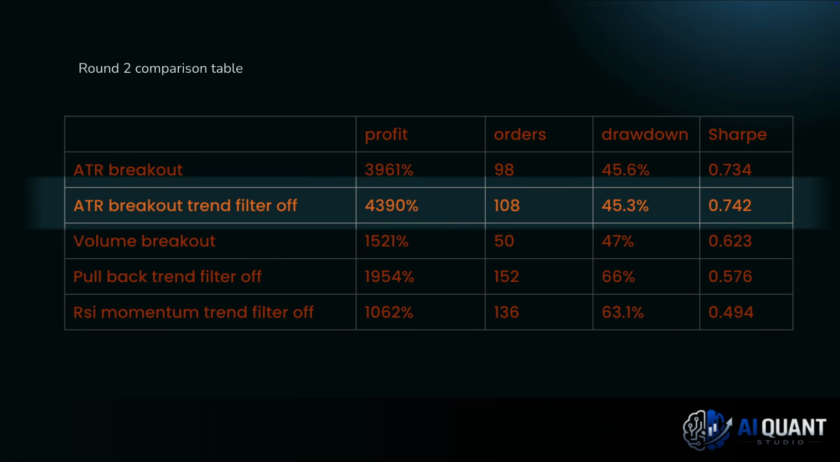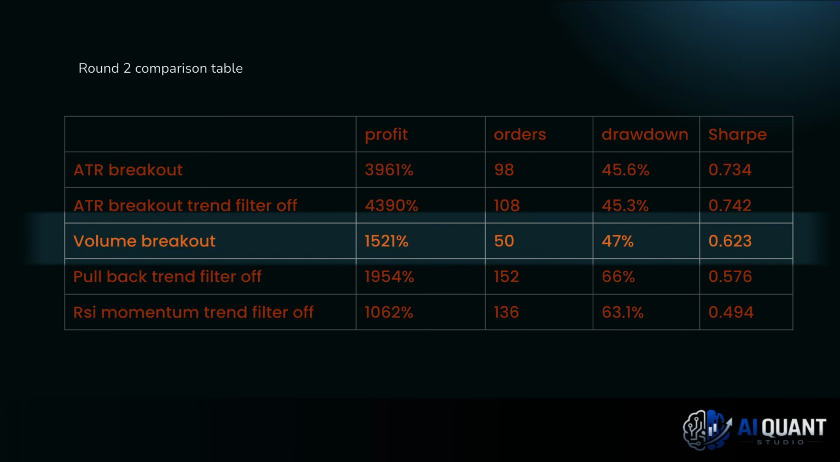Round 2. Fixed volume breakout, and now we test with the trend filter toggled off. ATR Breakout with trend filter off, 4,390% profit. That is 430% more than with the filter on, and the drawdown stayed the same. Without the filter, the strategy could re-enter after major crashes without waiting for EMA 200 to catch up. More opportunities, same risk profile.